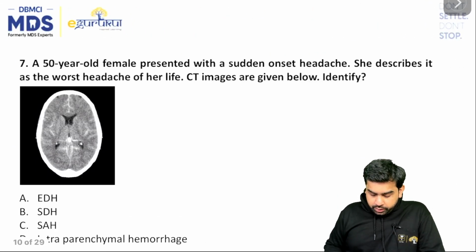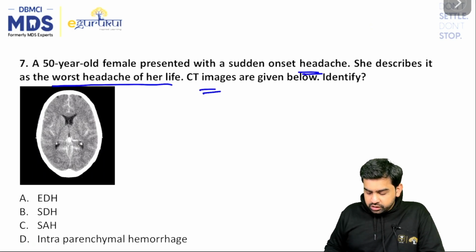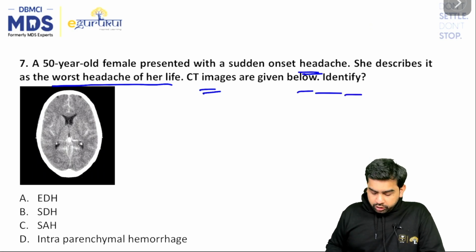Okay, now a 50-year-old female presented with a sudden onset headache. She describes this as the worst headache of her life. The CT scan has been shown below. Identify it. Okay, so even without this image, what you need to understand is that you have a diagnosis of subarachnoid hemorrhage over here. Okay, so why?